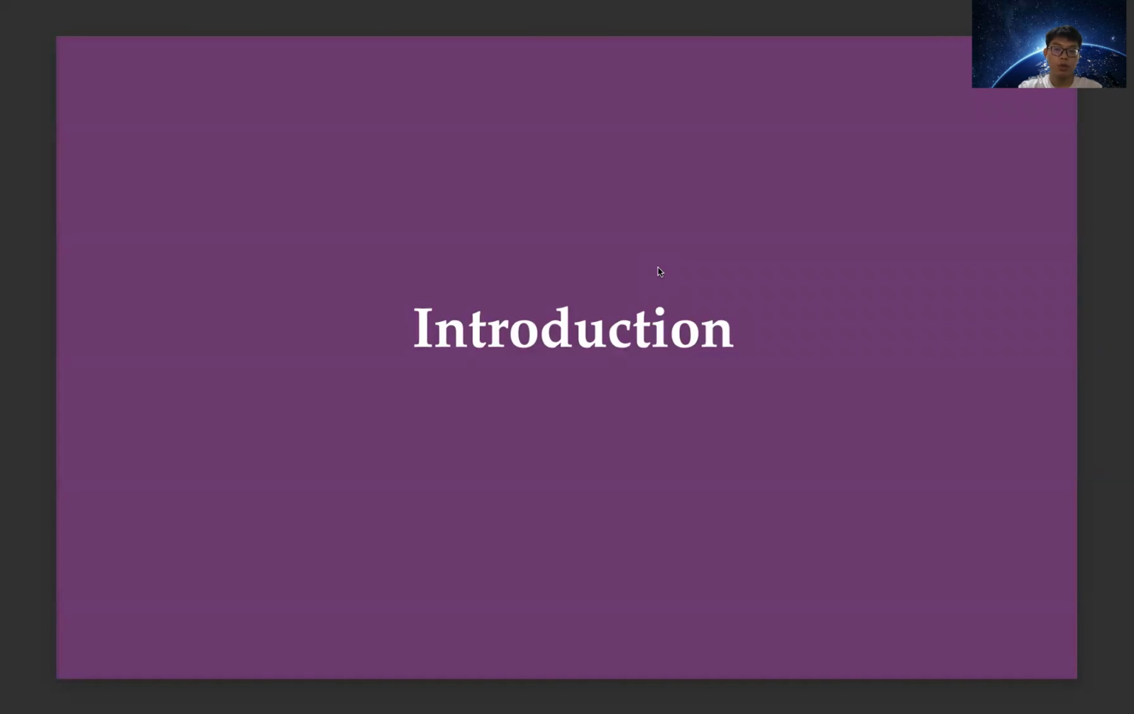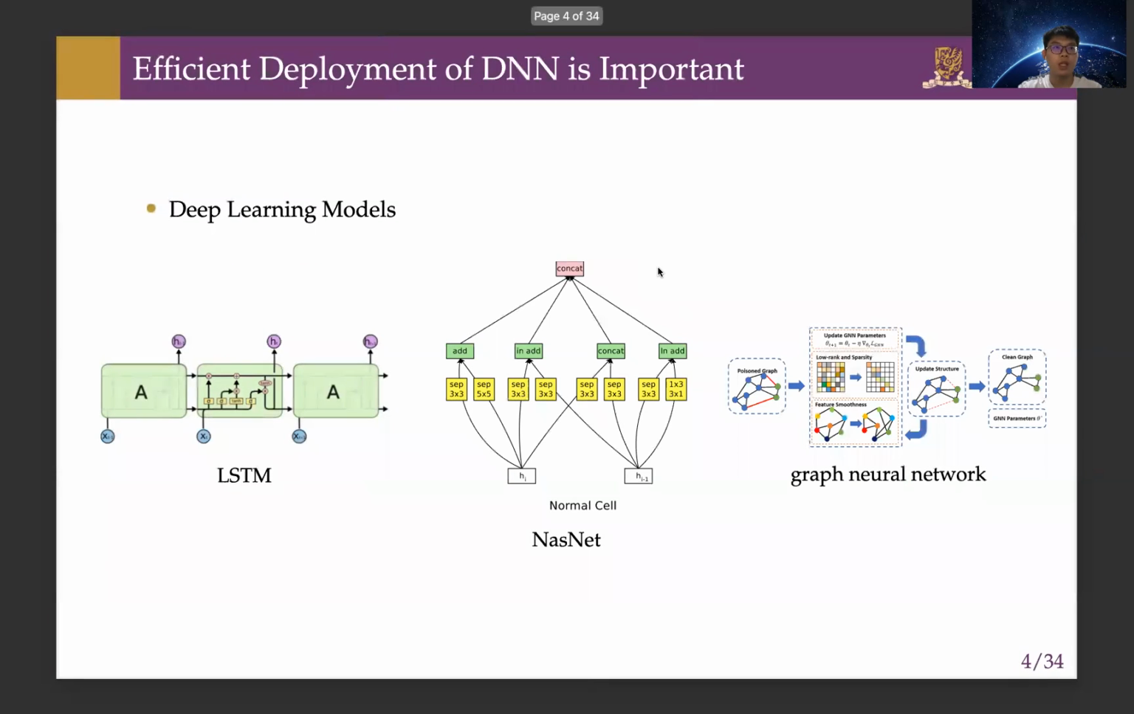Okay, let's move into the introduction part. Deep learning models are widely used in our daily life. For image processing and computer vision, we have convolutional models. For language processing, we have LSTM models. For data relationship modeling, we have graph neural networks. It is important to deploy these models efficiently.